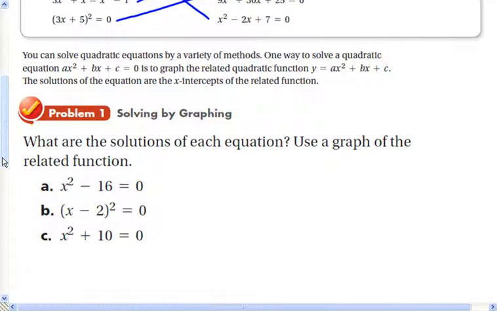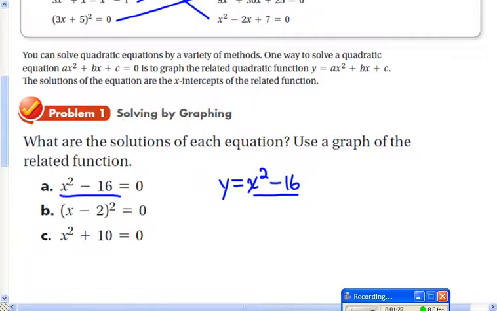You can solve quadratic equations by a variety of methods. One way is to graph the related function and look for the zeros. So what we're saying there is this: if we graph the related function y equals x squared minus 16, and look for where the value is 0, that'll be the solution to the equation. So let's try that, but we're going to use our calculator to do that.